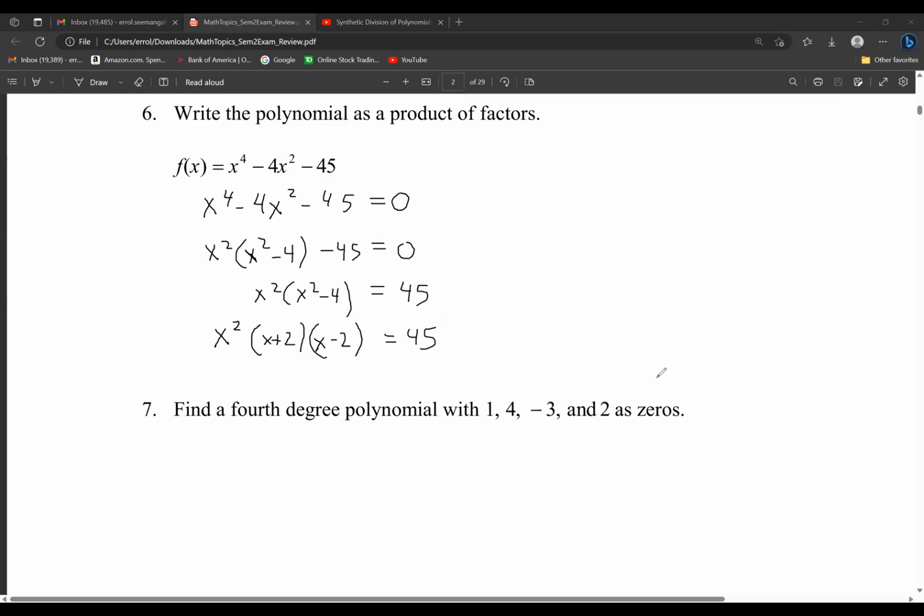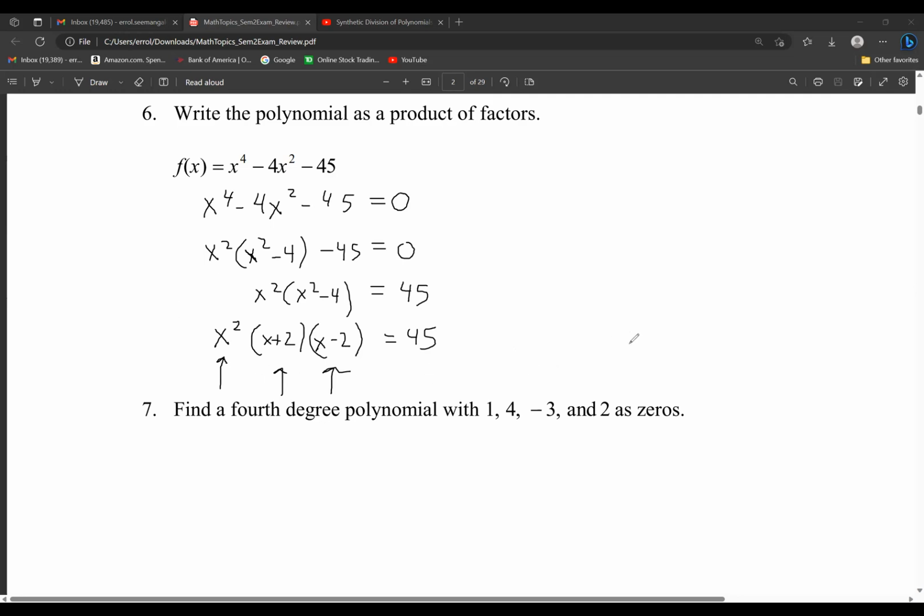All right, so now, write the polynomial as a product of factors. Yeah, that's the final answer right there. It's a product of factors. Here's a factor. Here's a factor. Actually, let me think about that. Write the polynomial as a product of factors. Okay, so what are the 4 factors? What's the factor here? What's the factor here? What's the factor here?